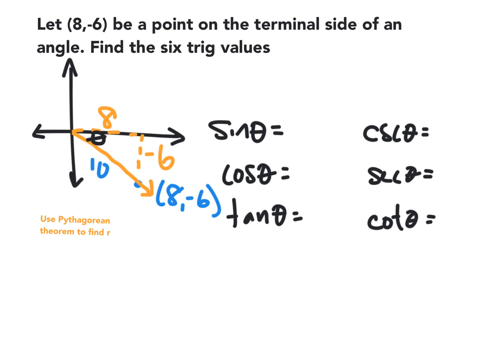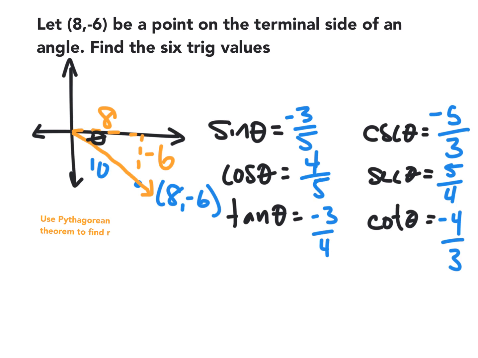Now, whenever you're filling out these trig values, you want to remember to reduce. So the sine of theta would be -6 over 10, which we can write as -3 over 5. After that, you can just go through and fill out all the trig values based on that angle. And that's how we find all the trig values when given a specific point.